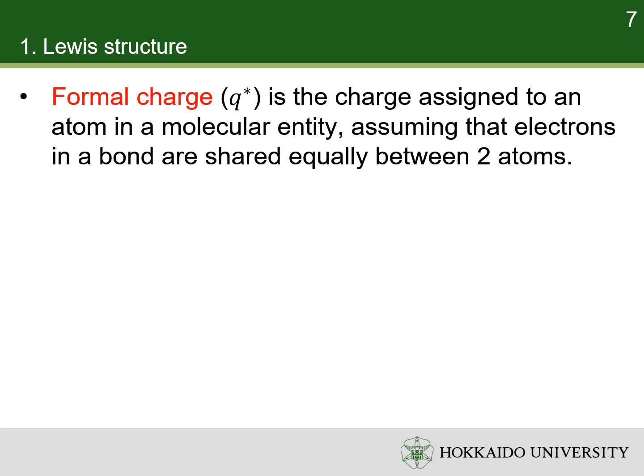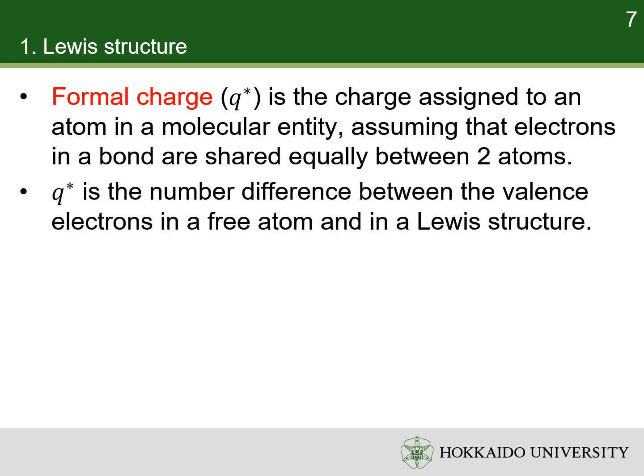A formal charge is the hypothetical charge assigned to an atom in a molecular entity, assuming that electrons in all chemical bonds are shared equally between atoms, regardless of relative electronegativity. In simple terms, formal charge is the difference between the number of valence electrons of an atom in a neutral free state and the number assigned to that atom in a Lewis structure.